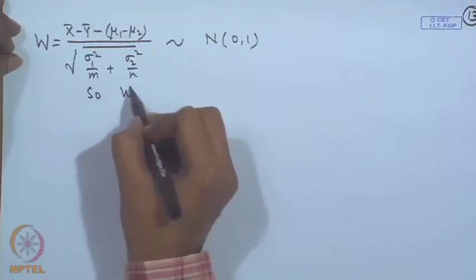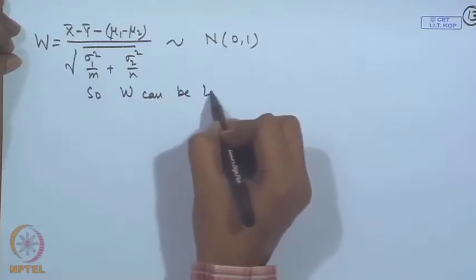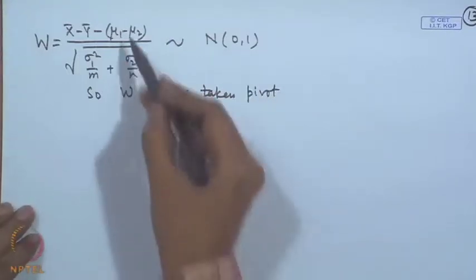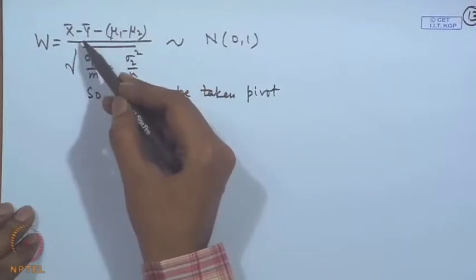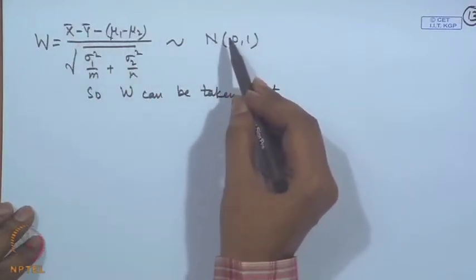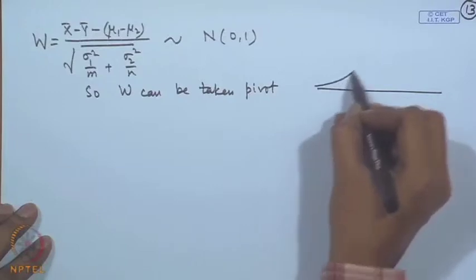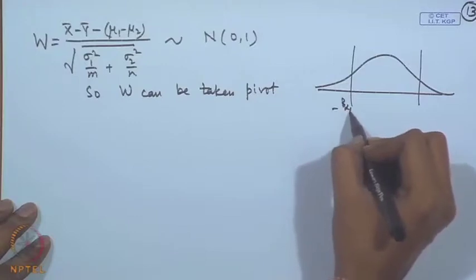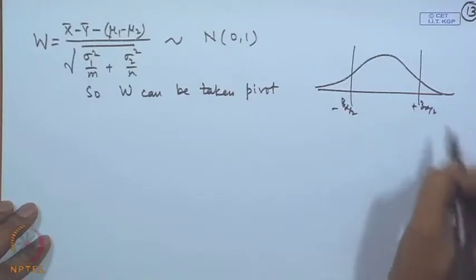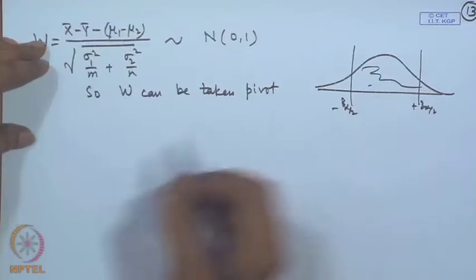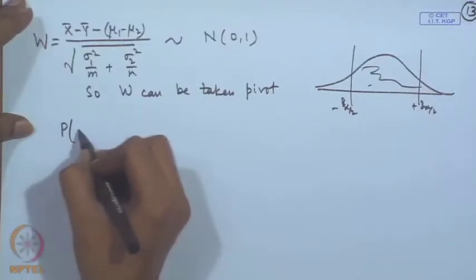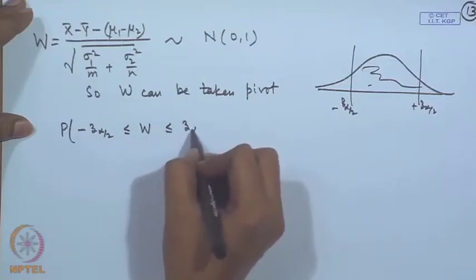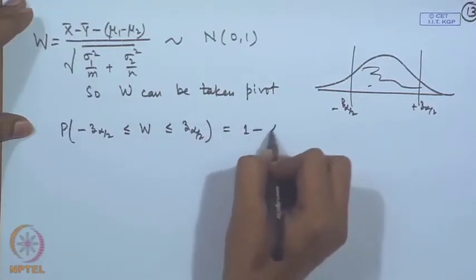So, W can be taken as pivot, because this involves mu1 minus mu2 and random variables, and the distribution is free from the parameters. If I consider the shortest length confidence interval based on this, then I should consider z alpha by 2 and minus z alpha by 2 points. So, probability of minus z alpha by 2 less than or equal to W less than or equal to plus z alpha by 2 is equal to 1 minus alpha.